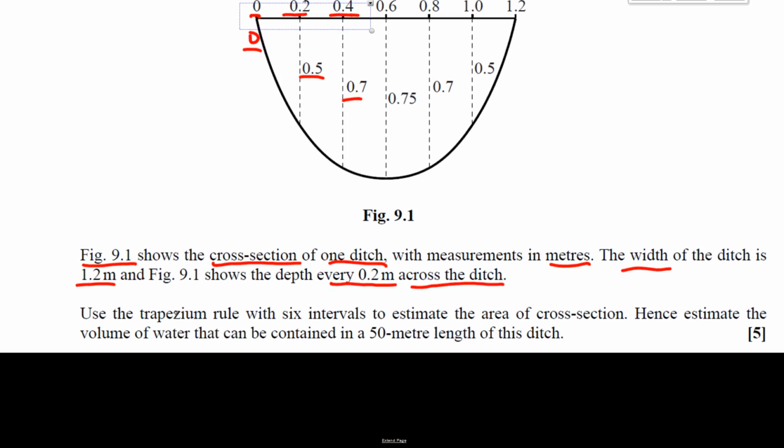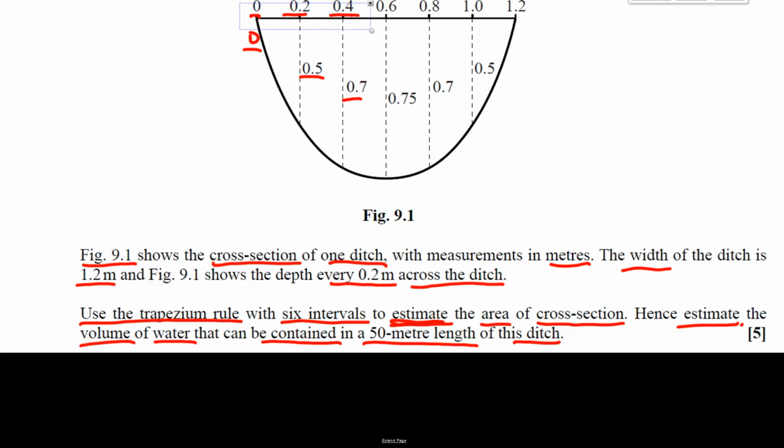Okay, let's see what it's asking us to do then. Use the trapezium rule with 6 intervals to estimate. It's always an estimate. Trapezium rule is a method of estimation. The area of cross section. And quite often they have a subsidiary line: hence estimate the volume of water that can be contained in a 50-meter length of this ditch. So that's just an add-on once we've done the main part of this.